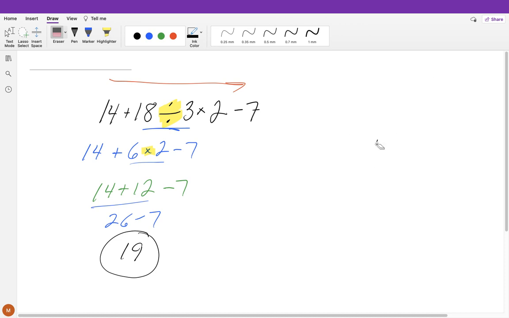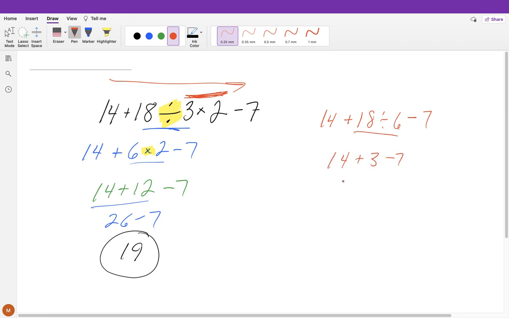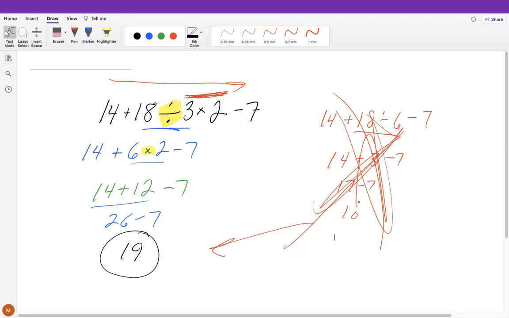What a lot of people end up doing, though, and the answer that a lot of people might have gotten, is that because they think multiplying has to come first, they would have multiplied that first. They would have said, well, 14 plus 18 divided by 6 minus 7. Well, 18 divided by 6 is 3. So 14 plus 3 minus 7. 17 minus 7 is then 10. So you see, it doesn't give us the same answer if we're not multiplying and dividing properly. So this is incorrect. We must go left to right once we see dividing and multiplying. All right, so just make sure that you are being aware of what you are actually being asked to do.